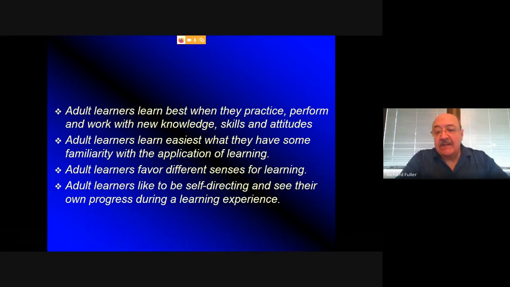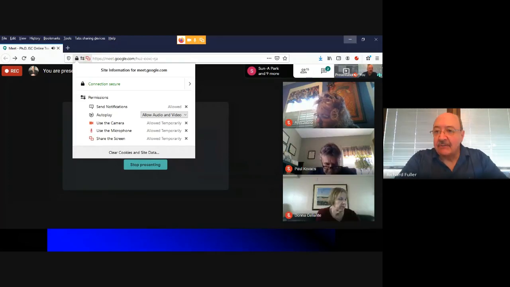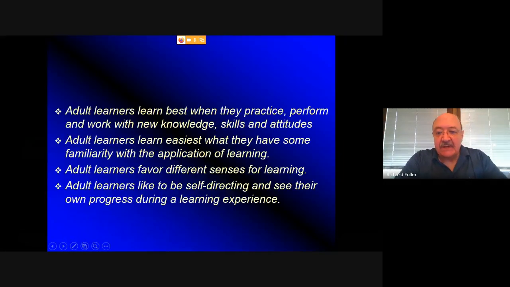Adult learners like to be self-directing, and they like to see their own progress. In other words, they're more interested in progress. Think about it. You guys aren't interested in grades. You could care less about a grade. You're more interested in application of this, and you're more interested to see where you're going to apply it and how it's going to be done.